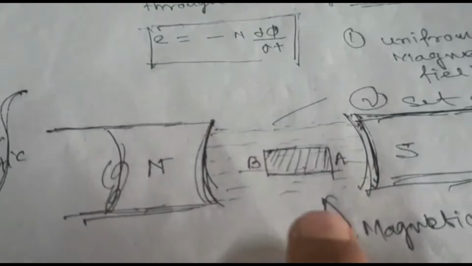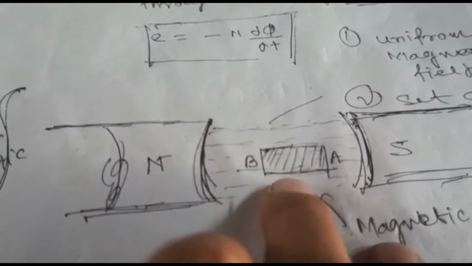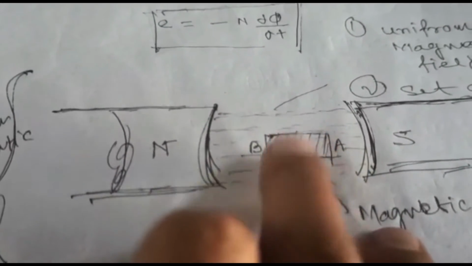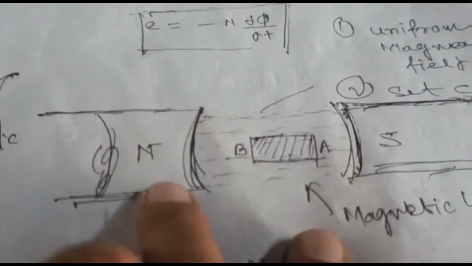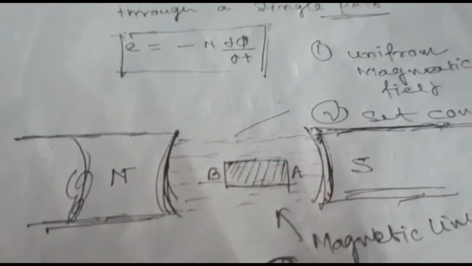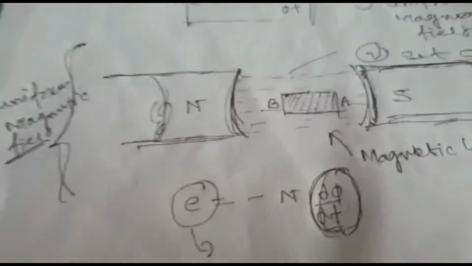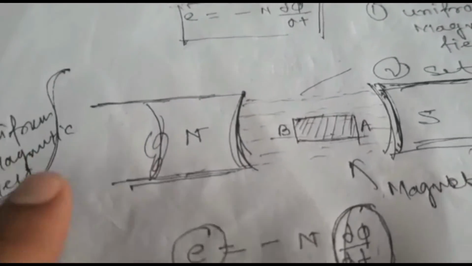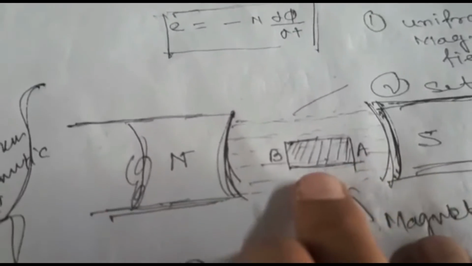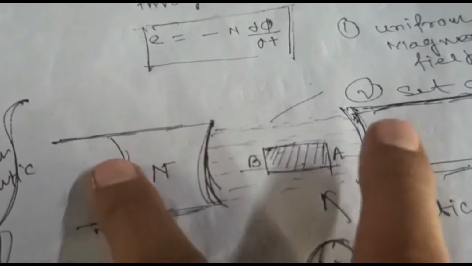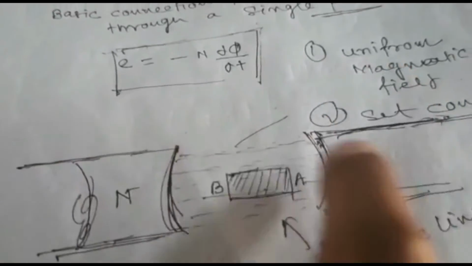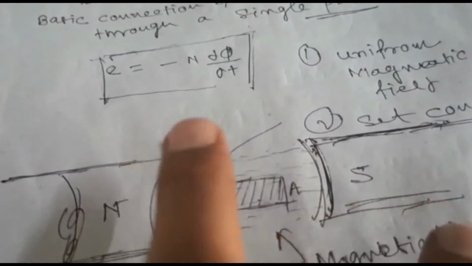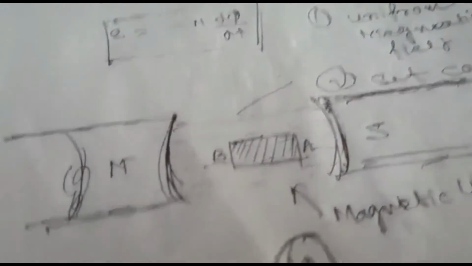If we move this conductor between the magnetic field, then EMF is easily produced. There are two ways to produce EMF. We move the conductor between this magnetic field, or we fix the conductor and move the magnet. In both cases, EMF is produced.